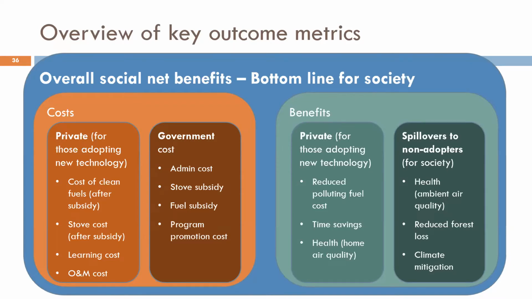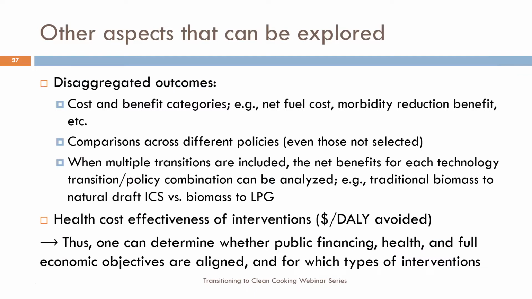Next slide. Besides looking at the overall summary outcomes, BarHap allows exploration of disaggregated impacts across these various categories of costs and benefits, across transitions, and facilitates comparisons of policy implications in terms of the potential benefits they can generate. For those primarily focused on health, there's also the possibility of looking at health cost effectiveness measures expressed in dollars per disability adjusted life year avoided.